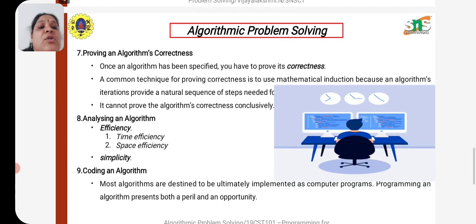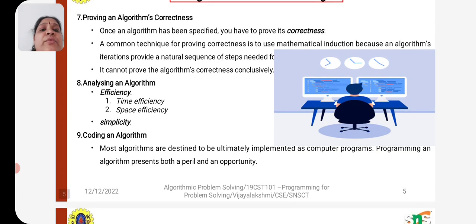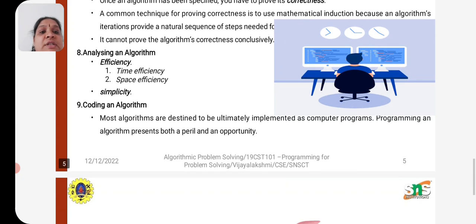And proving an algorithm's correctness. Once an algorithm has been specified, you have to prove it for correctness, which means you have to check it for errors. A common technique for correctness is to use mathematical induction, which will provide you some iterations, and how we can analyze an algorithm in an efficient manner. We have time efficiency as well as space efficiency.